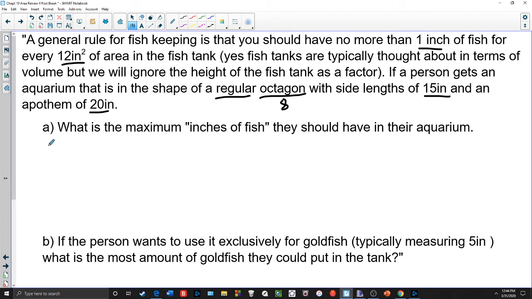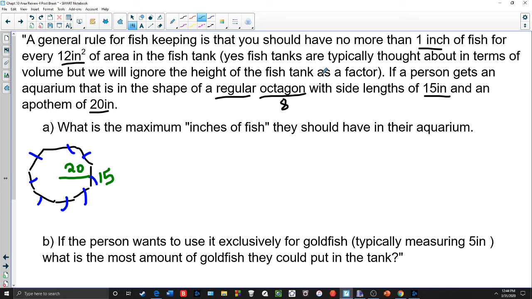So once again, let's draw this out here. We have 1, 2, 3, 4, 5, 6, 7, 8. And we're going to assume it's a regular octagon, so all these sides are congruent. Again, not the prettiest of shapes, but we can make do. And we know that each side is 15. And we know that the apothem is 20.